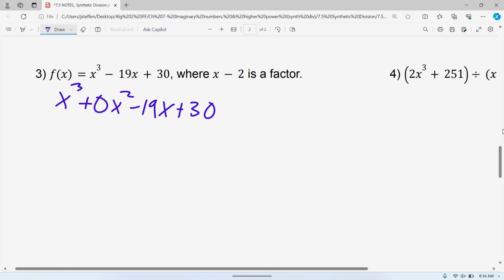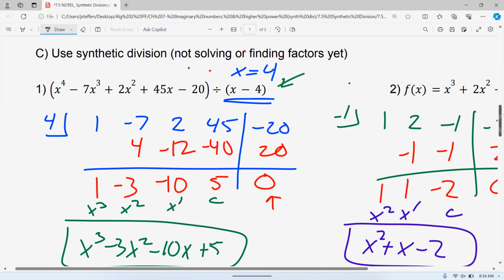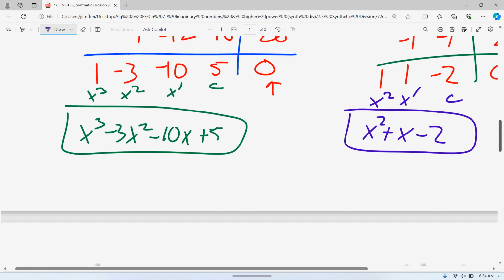Now, again, obviously, you do not have to rewrite it if you don't want to, but for today, for our purpose, I'm going to. I tell you that this is a factor, so this one even looks different than what we did for number 1. Number 1, they showed it as a division problem. This one, they're just telling you that that's a factor.